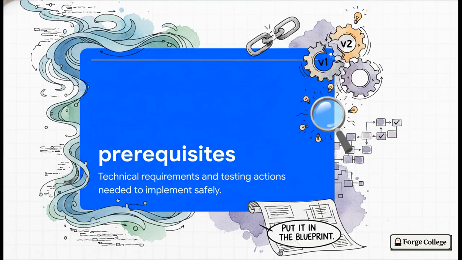Alongside evidence, we absolutely need prerequisites. These are the minimal technical requirements, code changes, and specific testing actions needed to implement your optimization safely. Stakeholders absolutely must know what might break before they implement your brilliant idea. Do they need to upgrade a contract from V1 to V2? Do they need to run full regression tests? Whatever it is, put it in the blueprint so there are zero surprises.